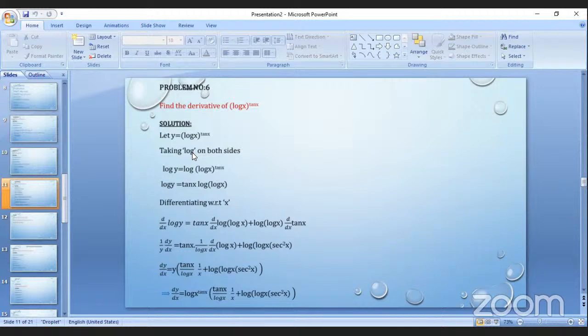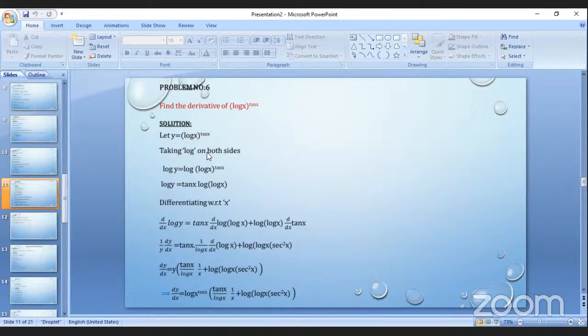Problem number 6. Find the derivative of log x power tan x. Solution. Let y equal to log x power tan x. We can't differentiate this function directly. Here log x is one function and tan x is also another function. Two functions are there, so we can't differentiate directly.